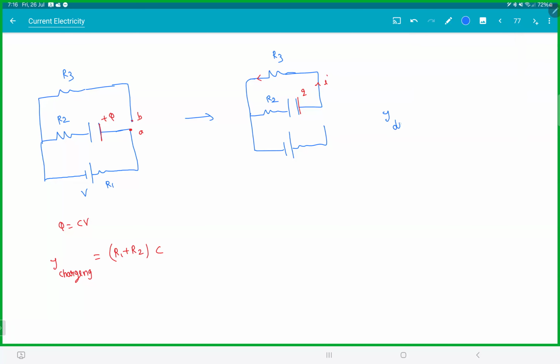Now the time constant during discharging: R1 won't come into the picture. It is (R2 plus R3) into C. And we can find Q is equal to Q0 into e to the power minus t by RC for the discharging circuit, where R is R2 plus R3. I'll just write it as tau. Till here it is fine. This was the easy part.